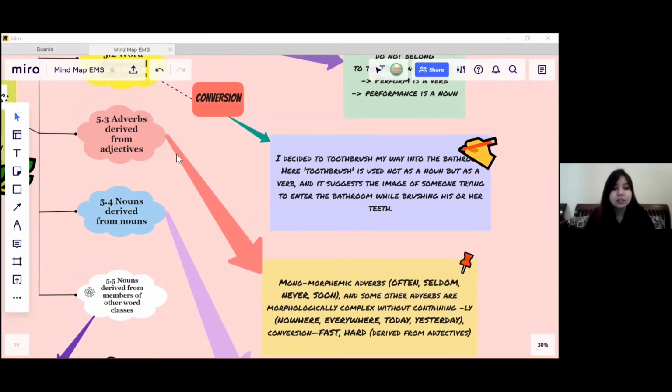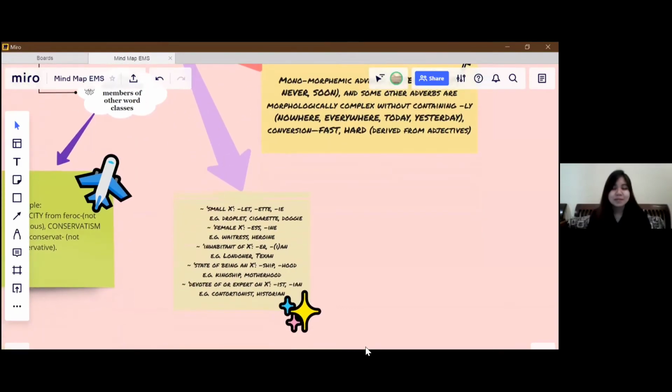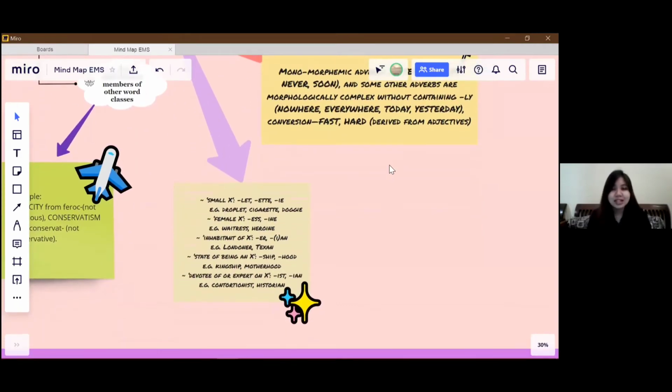The next is about nouns derived from nouns. Not all derivational processes change word class. English has derivational processes that yield nouns with meanings such as small x, female x, inhabitant of x, state of being an x, and devotee of or expert on x. For the example, so this is the example of nouns derived from nouns.